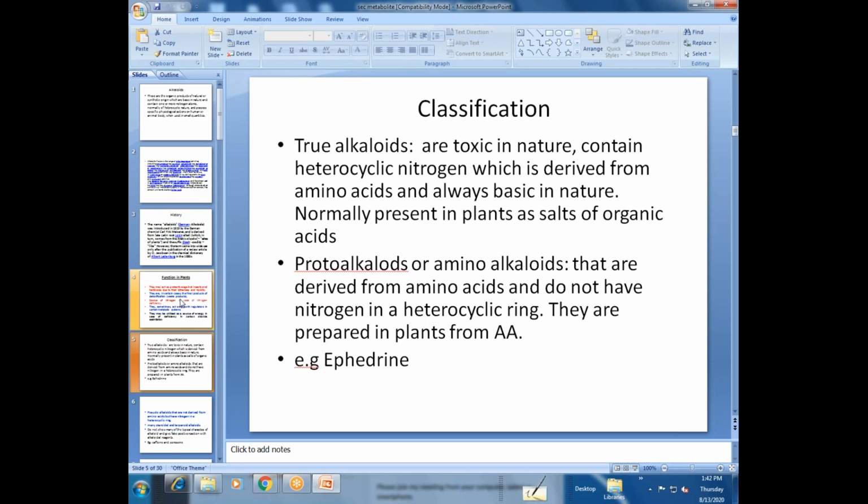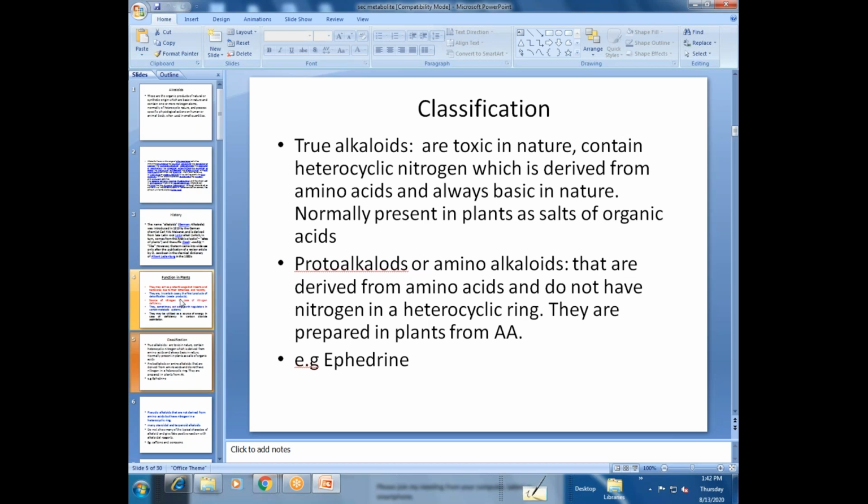True alkaloids are toxic in nature, contain a heterocyclic ring structure, are derived from amino acids, and are always basic in nature. You have to write down whenever I'm explaining the properties. There are three types of alkaloids in this basic classification, that is true, proto and pseudo. There is also a later chemical classification of alkaloids. True is always the actual one, which is toxic in nature.